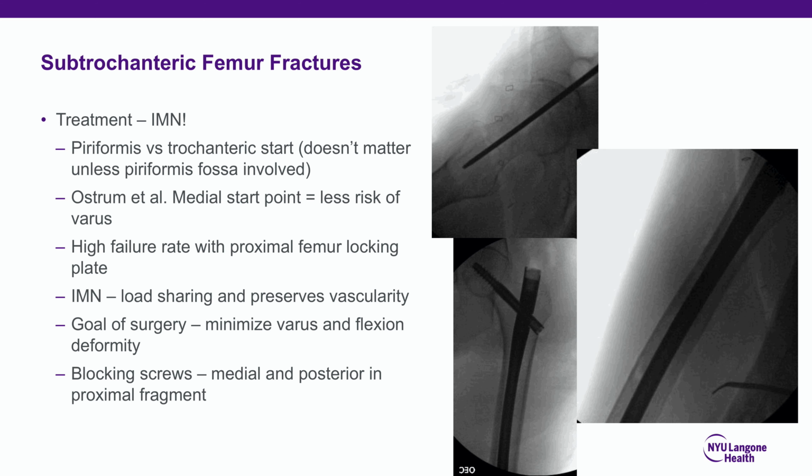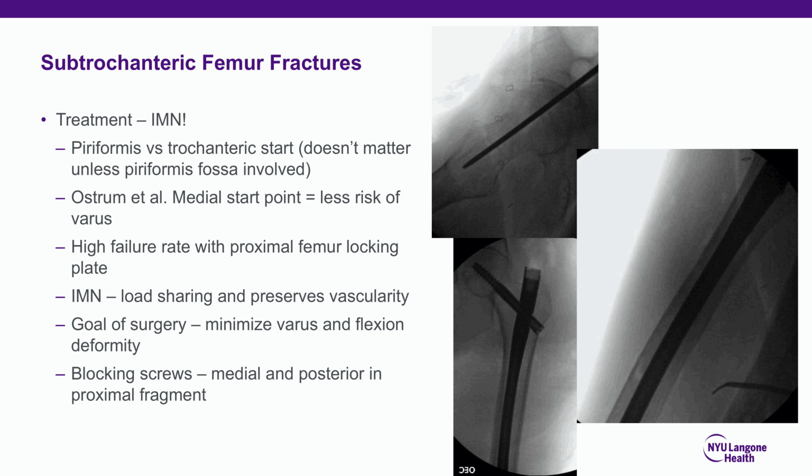The treatment is intramedullary nail. The start point doesn't matter, as it can be used successfully as either a greater troch or a piriformis nail. For a greater troch nail, the more medial you start on the tip of the troch, the less likely the valgus bend proximally will kick you into varus. The goals of surgery are to minimize flexion, but more importantly to minimize varus.